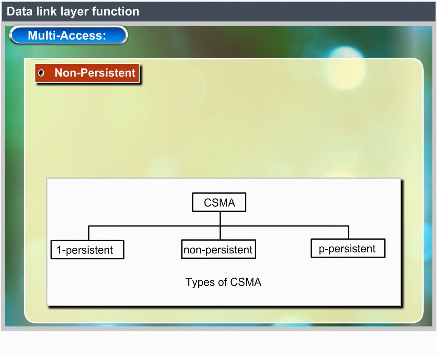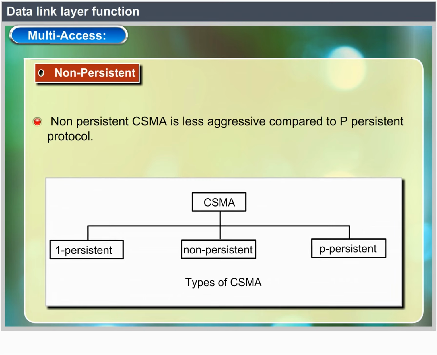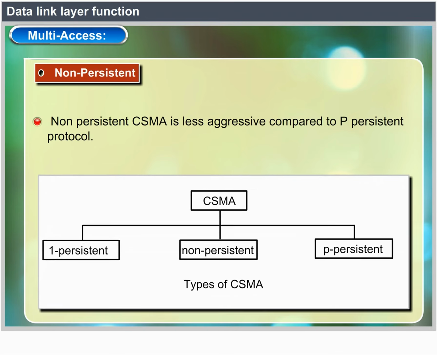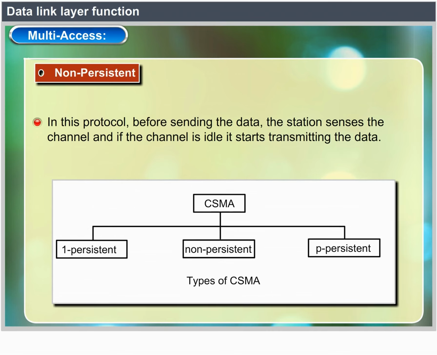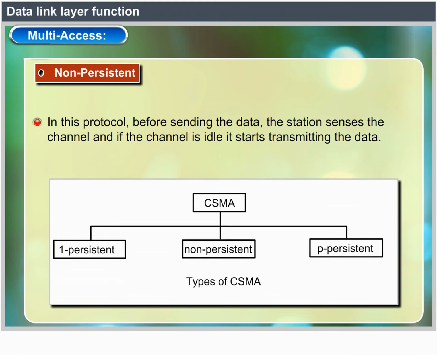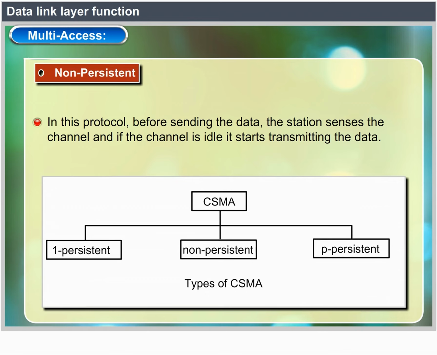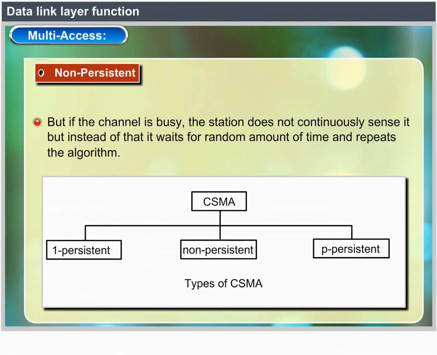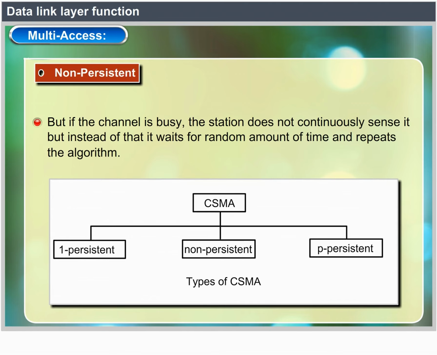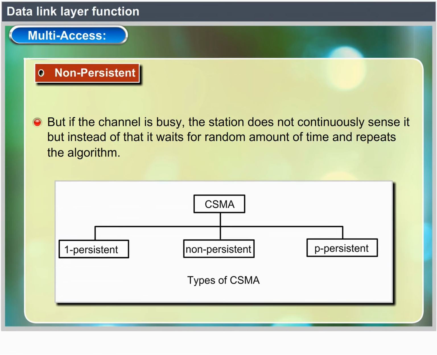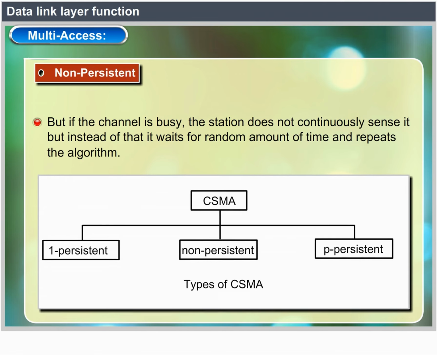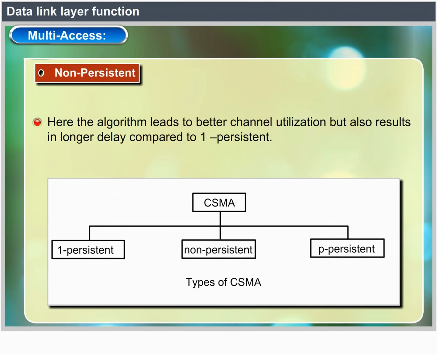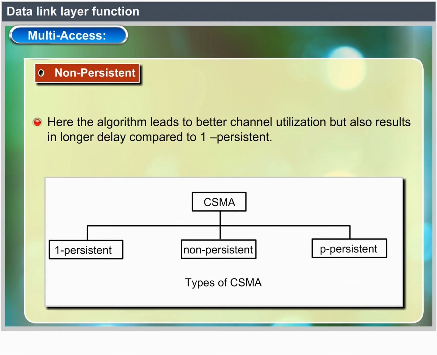Non-persistent. Non-persistent CSMA is less aggressive compared to the p-persistent protocol. In this protocol, before sending the data, the station senses the channel, and if the channel is idle, it starts transmitting the data. But if the channel is busy, the station does not continuously sense it, but instead waits for a random amount of time and repeats the algorithm. Here the algorithm leads to better channel utilization but also results in longer delay compared to 1-persistent.